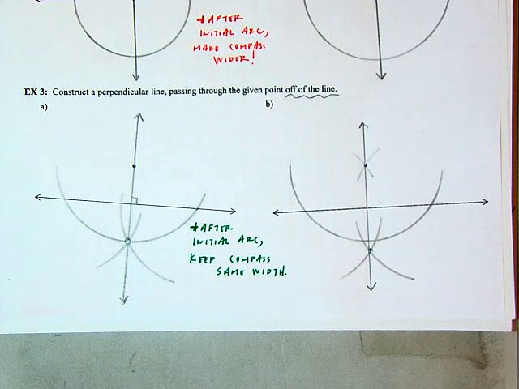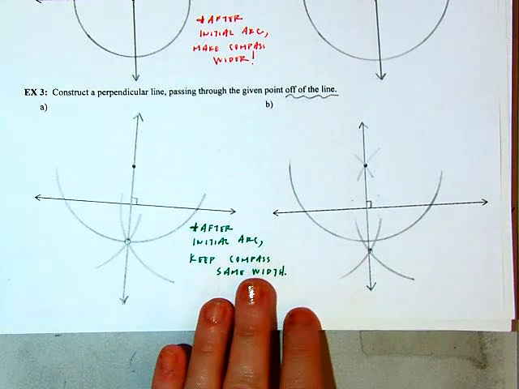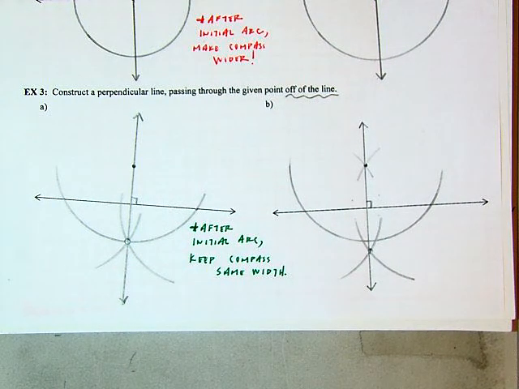All right, so I've made a perpendicular pathway, right, passing through a point that is off the line. All of these angles would be right angles. They'd all be 90 degrees. So 3 constructions today, a parallel line passing through a given point, and then 2 perpendiculars, one passing through a point that was on the line, the other that was off the line.